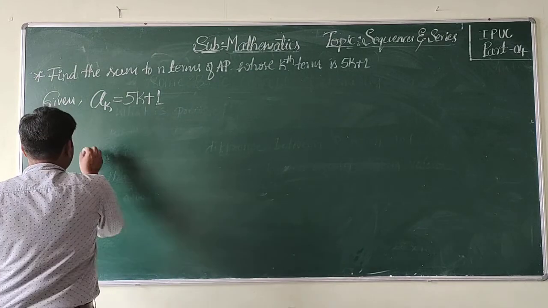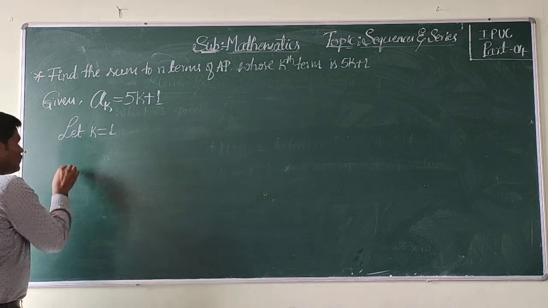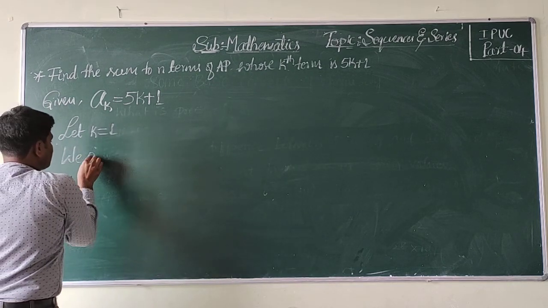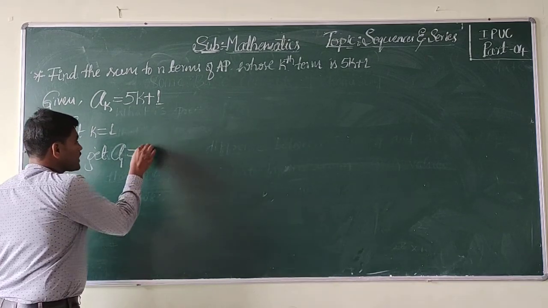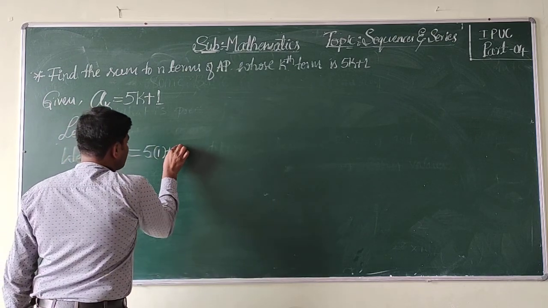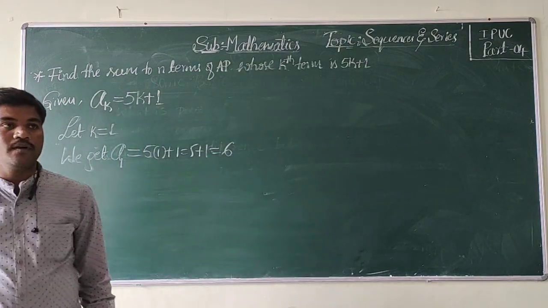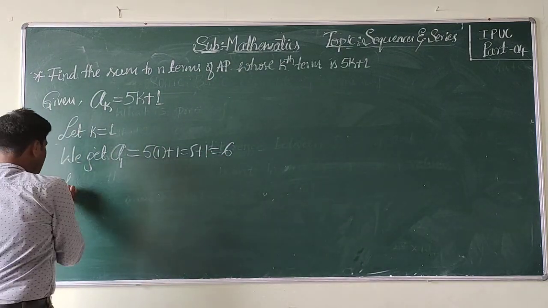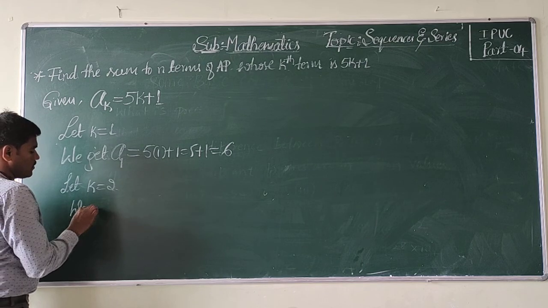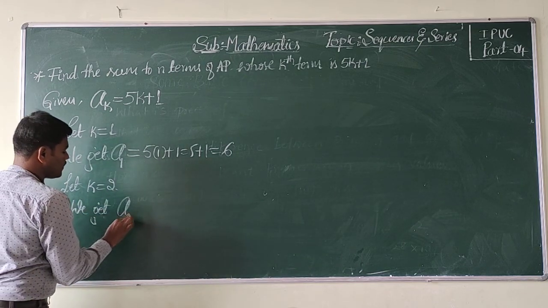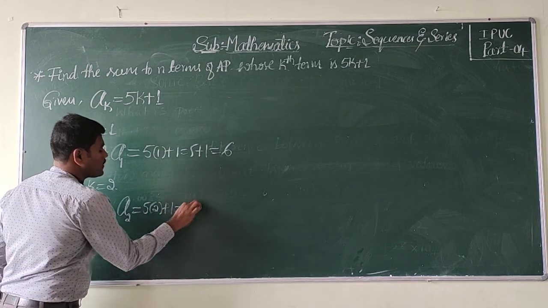So first term: let us substitute k equal to 1. Here ak becomes a1, that is the first term. Replace k by 1: 5 into 1 plus 1 is 5 plus 1, 6. First term is 6. Next, let's substitute k equal to 2. ak becomes a2, that is equal to 5 into 2 plus 1. So 5 into 2, 10 plus 1, that is equal to 11.